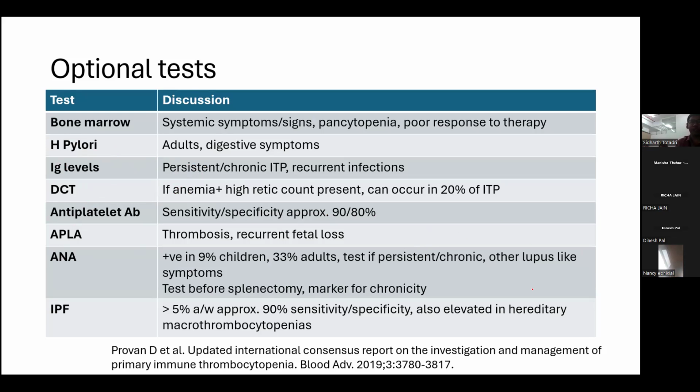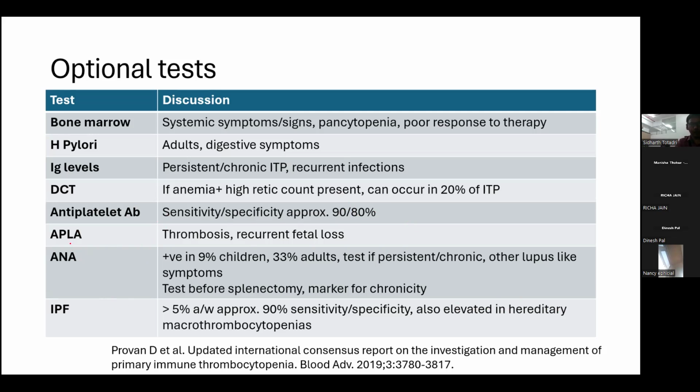Anti-platelet antibodies are not being done, as far as I know, in any center. It is more of an academic knowledge, and the sensitivity and specificity is not 100%. In adolescent females, and then older ladies, if there is recurrent fetal loss and there are thrombotic symptoms, then you might do an APLA testing.